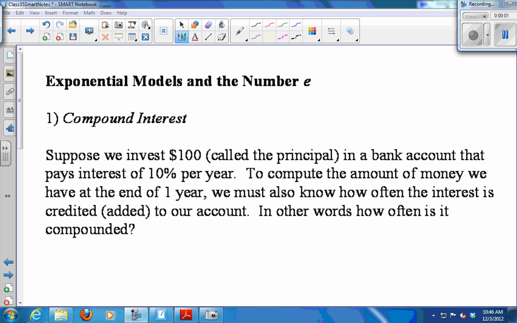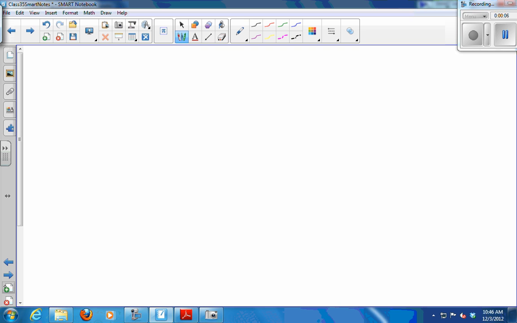exponential growth. And to remind you of what exponential growth was, when we first talked about it, we talked about rabbits. We said exponential growth is when you grow by a constant multiple as opposed to a constant amount. So linear was like this, y equals b plus mx.